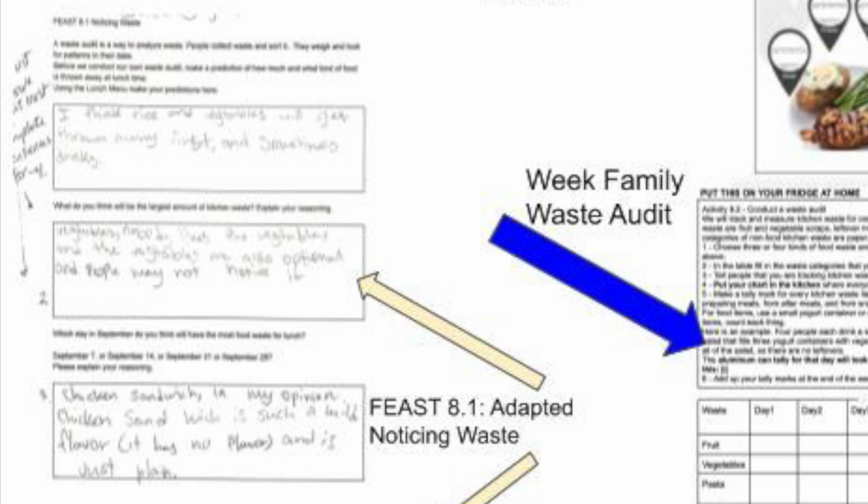Box number 2 says, using the September lunch menu, write 3 complete sentences of what you think will be the most significant amount of kitchen waste. In this one I added food cuttings and packaging because lots of students had questions about what I meant by this. So I explained to them to also look at the lunch menu and predict what kind of packaging might be wasted or just thrown away. And lastly, I added, for September, what do you think will have the most food waste for lunch? September 7th, September 14th, September 21, or September 28th. And I asked them to explain their reasoning.